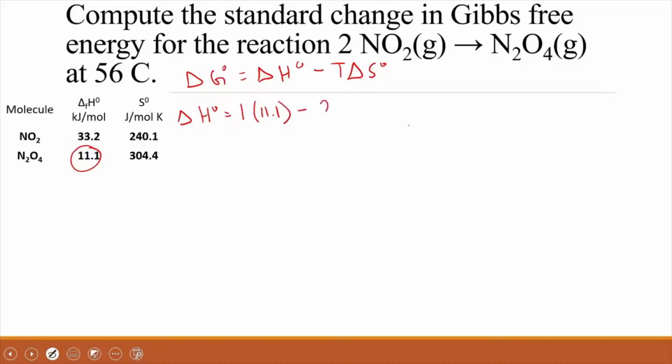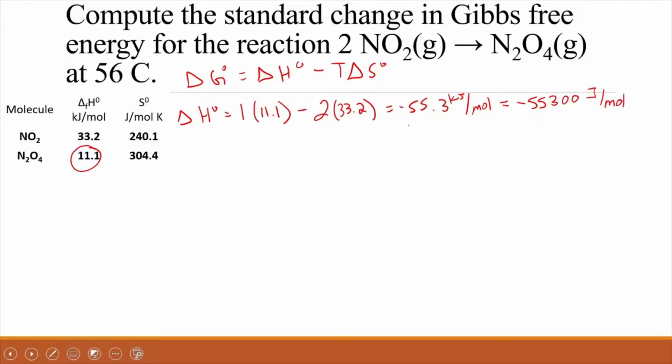Minus 2, because we have 2 NOs, times 33.2. And that gives us negative 55.3 kilojoules per mole. And I just went and turned this into joules. You can leave it as kilojoules and then change the entropy into kilojoules. It's really up to you. Doesn't really matter.